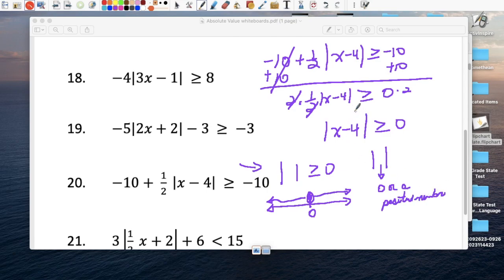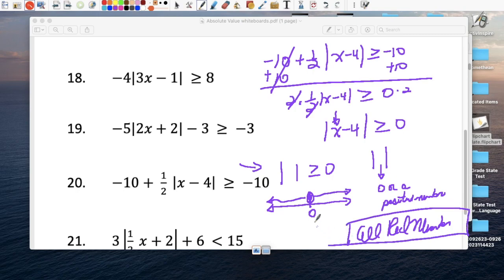so it doesn't matter what I pick for x. I don't even have to solve for x here. This is all real numbers because it doesn't matter what I put in for x and subtract 4, it will give me the absolute value of something, and that something will always be either 0 or a positive number, and it will always make that inequality true. So the answer to that is all real numbers.